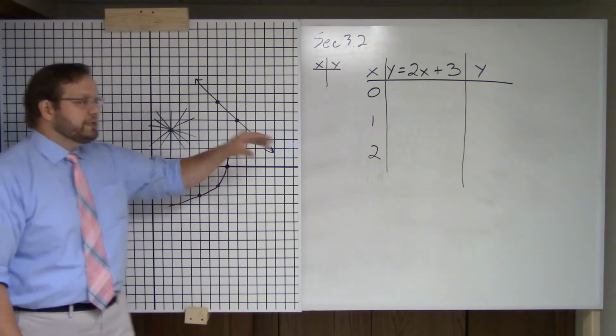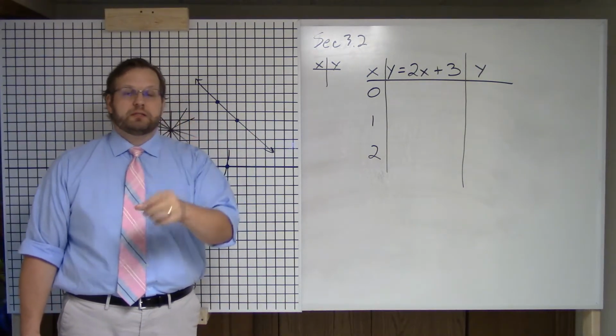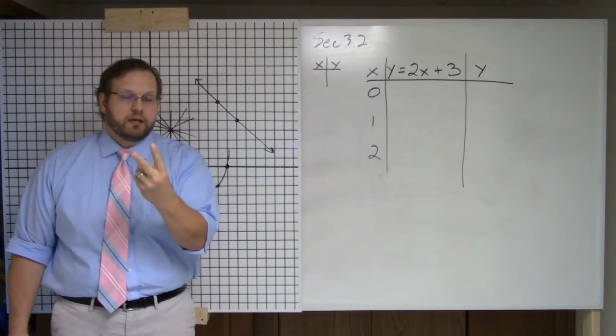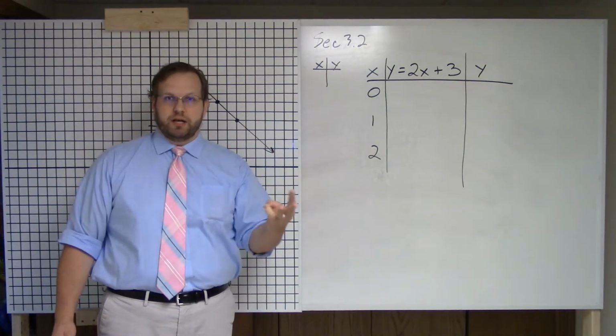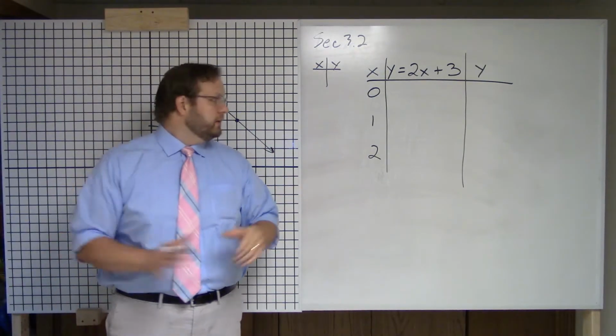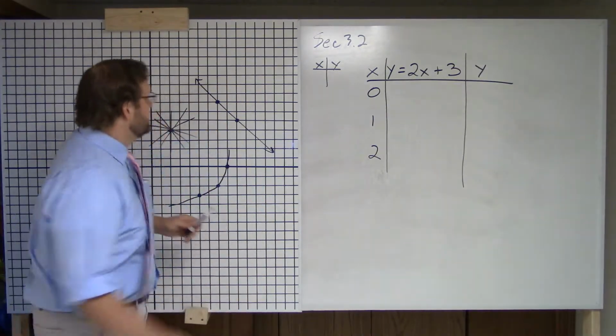So when we're doing these tables, I'm looking for 3 points. 2 are necessary. The 3rd one is nice to check. Nothing more than that. Okay? So let's go back to this equation.